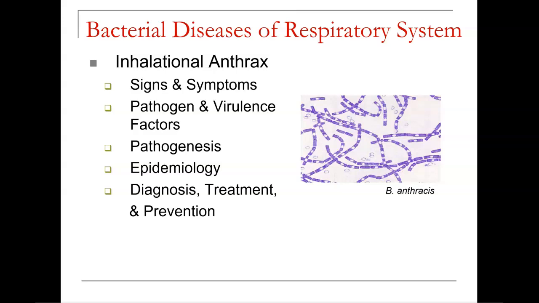Pathogenesis is going to be inhalation of bacterial endospores. The endospores are going to germinate in the lungs, and vegetative cells are going to start to secrete anthrax toxins. That's going to impair the respiratory function. Epidemiology is that anthrax is not spread from person to person, but it's acquired by contact or inhalation of endospores. For diagnosis, you would have a laboratory exam that identifies the bacteria in the sputum. You could also have serological, DNA, or biochemical testing done.